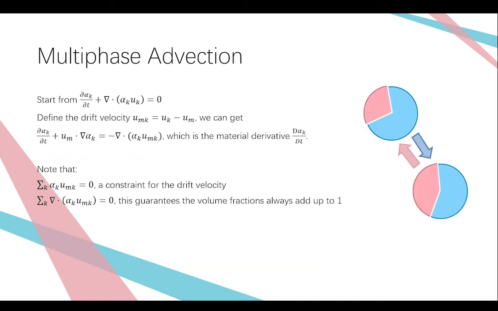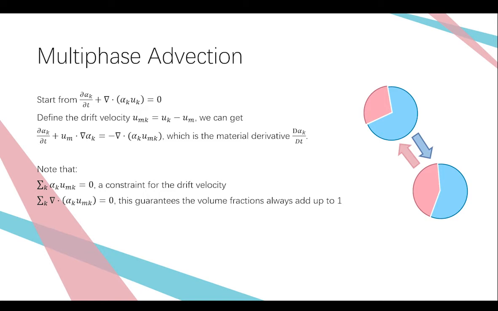After solving the momentum equation, we come to the phase advection, or the phase exchange between particles. Let's start again from the continuity equation of phase k. We define the drift velocity as phase velocity minus mixture velocity. We can substitute this into the first equation and get the material derivative of the volume fraction of phase k. In SPH method, this is used to update the volume fraction carried by the particles.